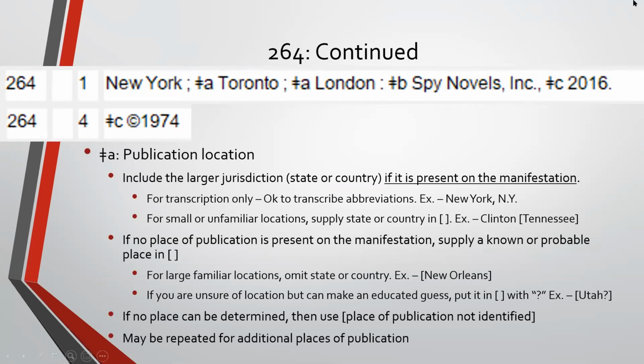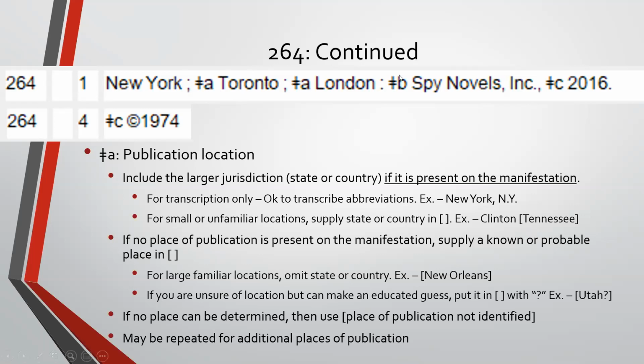Publication location. In this case, you'll want to include a larger jurisdiction if it is present on the manifestation. For transcription, is it okay to transcribe abbreviations? For small or unfamiliar locations, you might want to supply a state or a country, or for places where there are multiple cities of that name. A good example is right here in Columbia. There's Columbia, South Carolina. There's a Columbia, Missouri, where I've also lived. So you may want to add a state to increase the clarity of your place of publication.